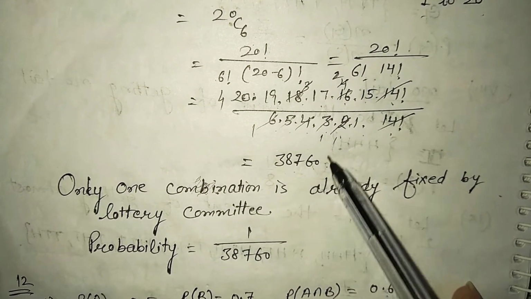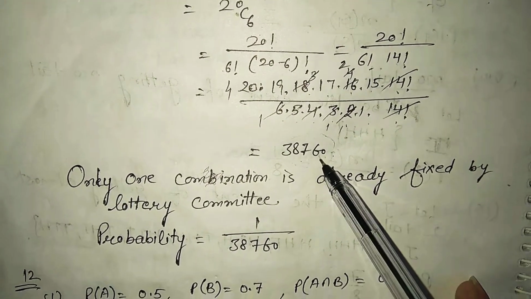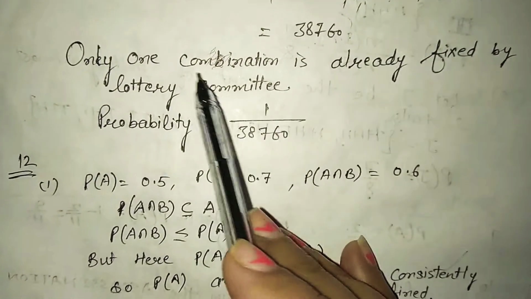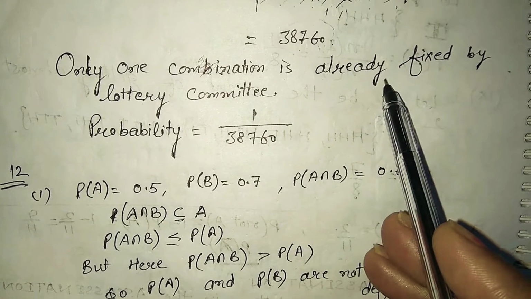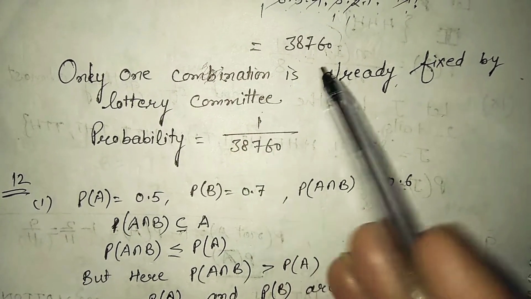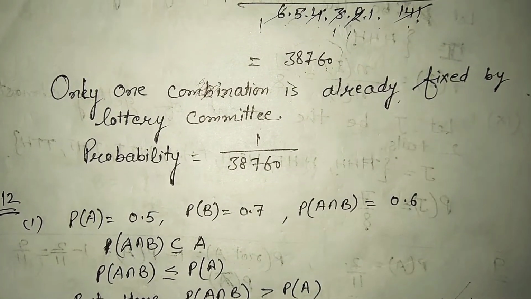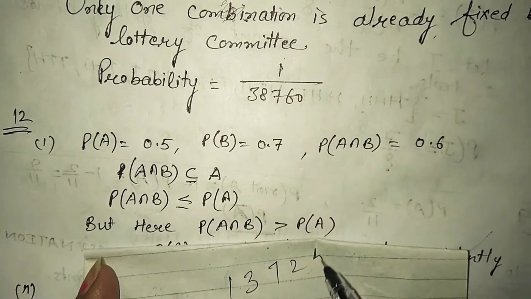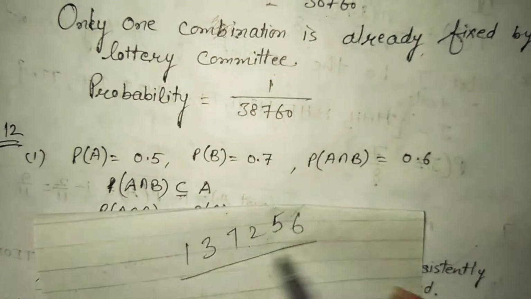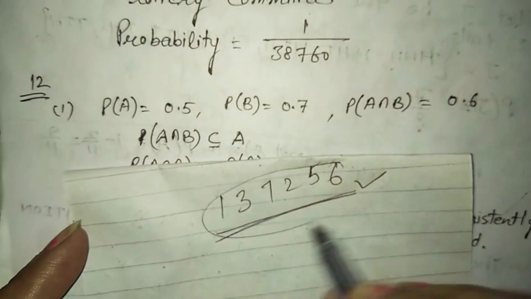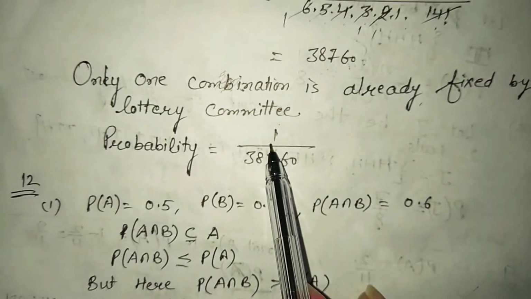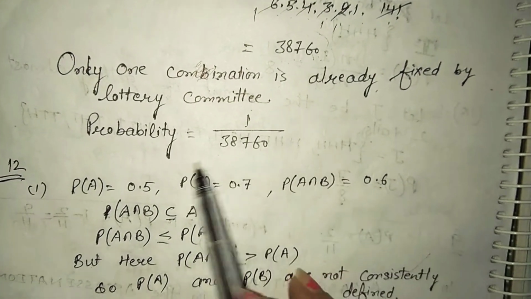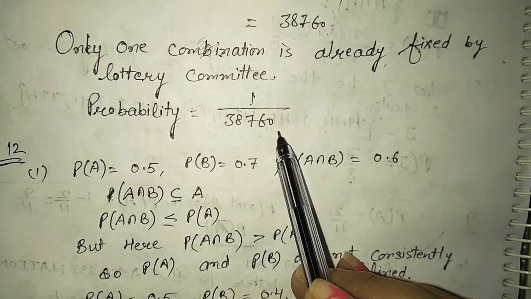And this is the total number of ways, meaning the number of elements in the sample space. We know that if the numbers are fixed in a lottery, then only one combination is already fixed by the lottery committee. Suppose in a lottery the fixed number is 1 3 7 2 5 6. So this is fixed, and this is only one way. So favorable is 1 and total is 38,760. Then what is the probability? 1 upon 38,760.